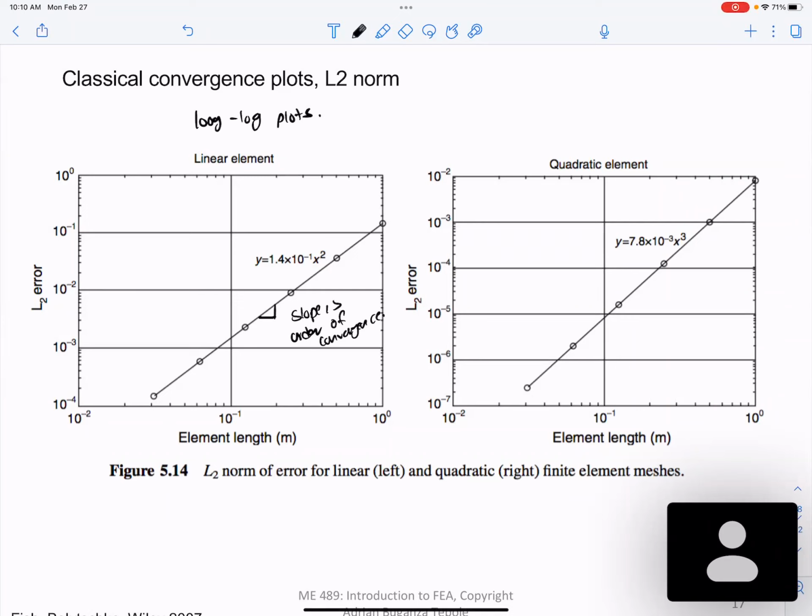So what this tells you is that for the linear elements, the slope for the displacement is quadratic. That means that if you reduce the element size by half, you should improve your accuracy by 4 times, the quadratic of that, if you use linear elements. Whereas for quadratic elements, the exponent is cubic. That means that if you reduce the element size by half, your accuracy actually goes up by 8.